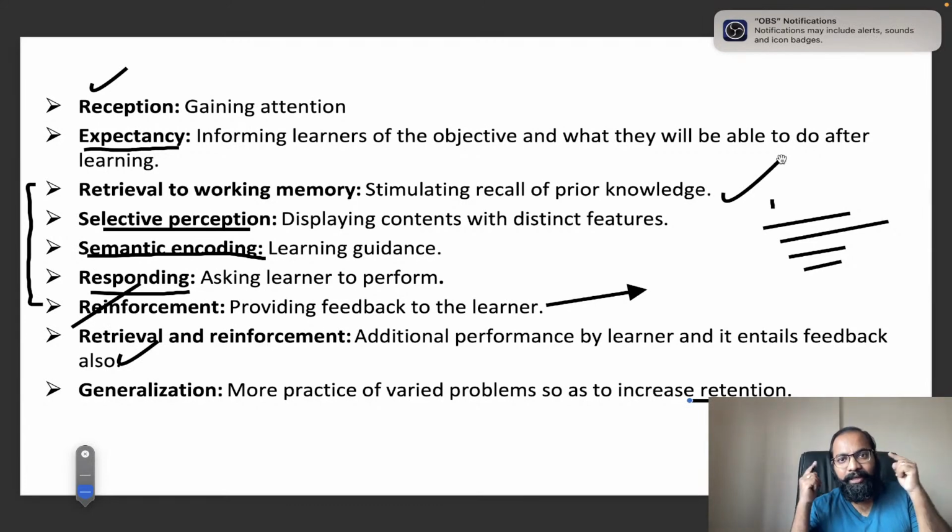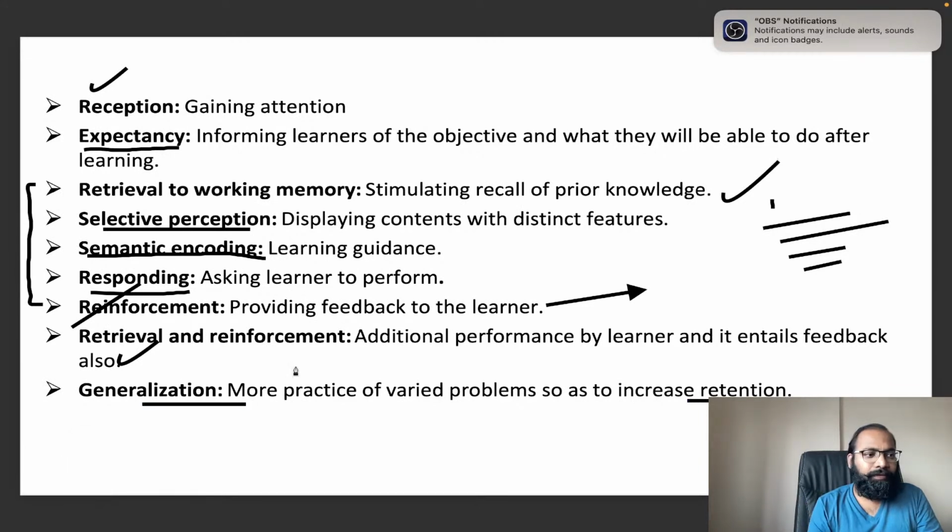Next, retention means keeping in our mind for a long time. If you studied a concept, and if that concept has to be stored in our memory for a long time, then you have to practice different types of problems, different types of MCQs on that topic. That is called generalization. So all of you clear, guys? All of you clear about these definitions?